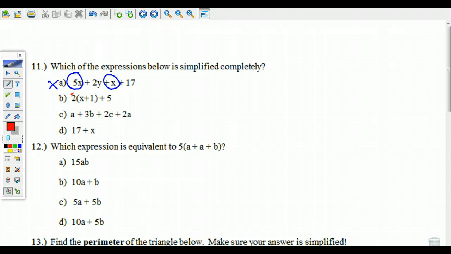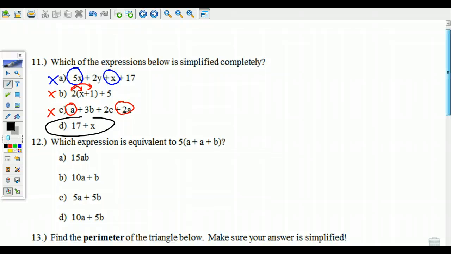In part B, you can distribute the 2. That would be simplifying it. So part B is not simplified as far as it can go. In part C, you can add A and 2A. So that one doesn't work either. Part D is as simple as it can be. You can't add 17 and x.